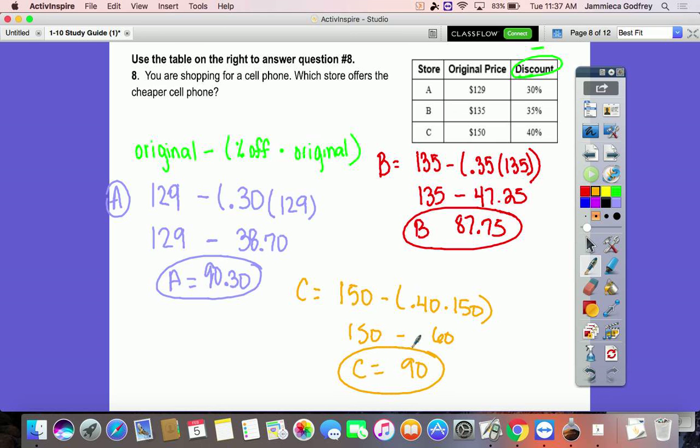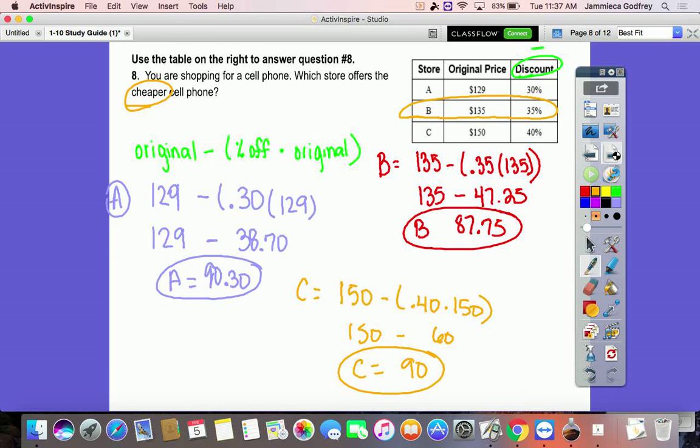So they ask which one is the cheaper. That's the one that costs the least. So your answer here is B. Phone B costs $87.75. That is cheaper. Phone A is the most expensive. Phone C comes below there. And phone B is the least expensive one.